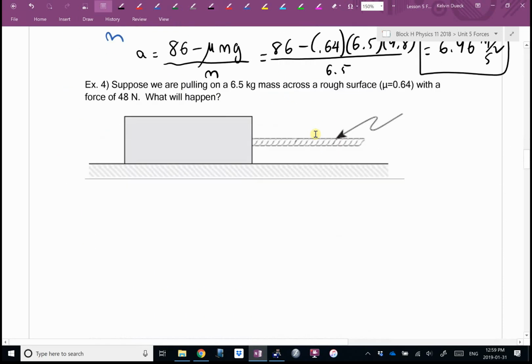Example 4. Suppose we're pulling on a 6.5 kilogram mass across a rough. The homework is going to be every question, but I'm going to be giving you some time on Tuesday. Tuesday, we're going to be watching a Mythbusters video, and then you'll have the rest of the class to work on the homework.